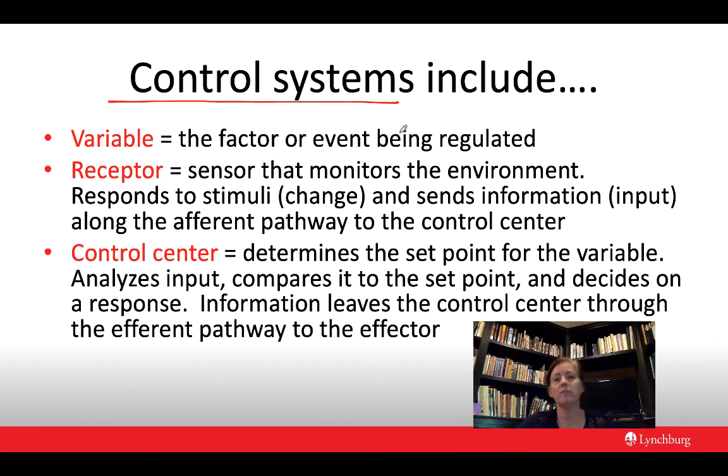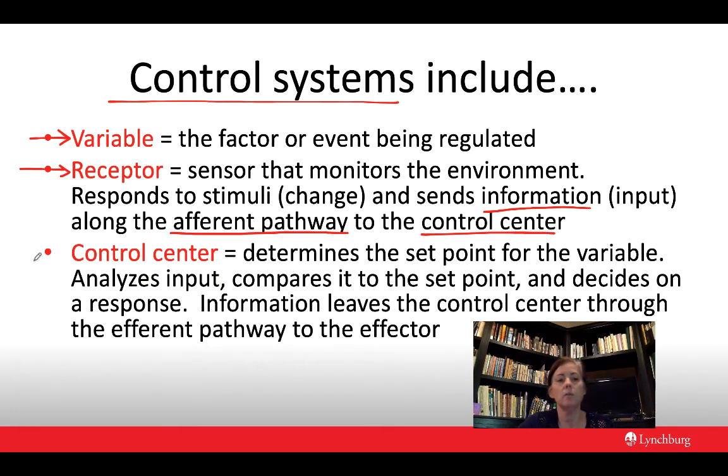We have some different terms that are involved in the control system, so let's talk about those a little bit. The variable is the factor or event being regulated, like body temperature or blood glucose levels. The receptor is a sensor that monitors the environment. It responds to a change in the variable, like a change in blood glucose levels or a change in body temperature, and it conveys that information along an afferent pathway that travels up to the control center.